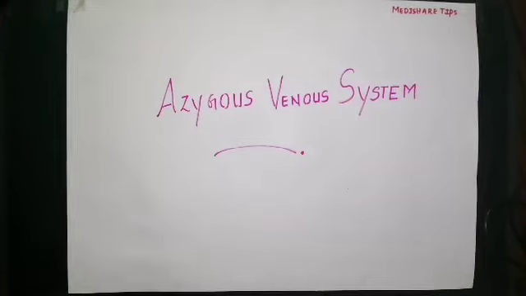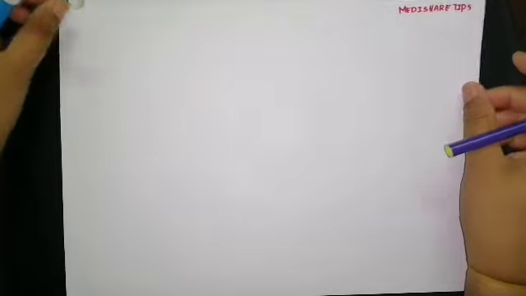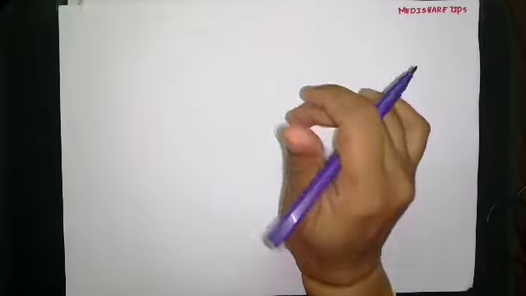In this video, we will be discussing the Azygous venous system. So, let us start with the diagram first. We know that the Azygous venous system consists of three major veins. These are the Azygous vein, the Hemiazygous vein, and the accessory Hemiazygous vein. So, we will go into the diagram first.